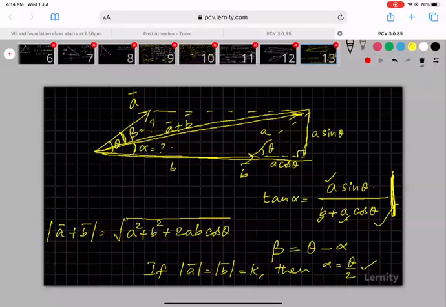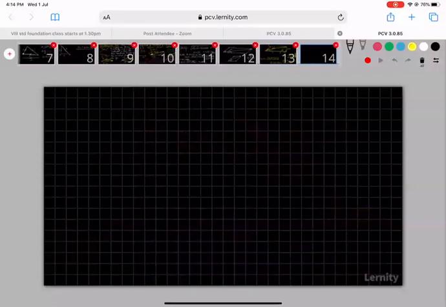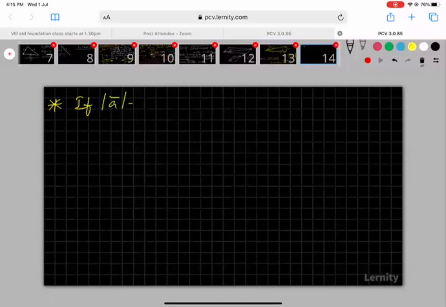So understood, that is about the resultant of two vectors, adding two vectors. That is the diagrammatic way of doing it. Analytically, how do I do it? So we'll do a question. Say for example, the magnitude of A bar equals 3 units. The magnitude of B bar is equal to 4 units.